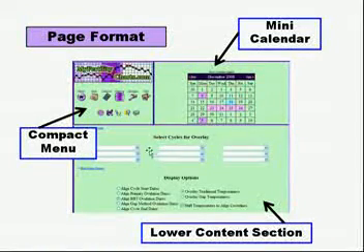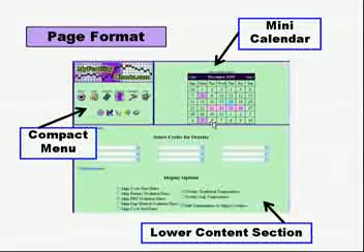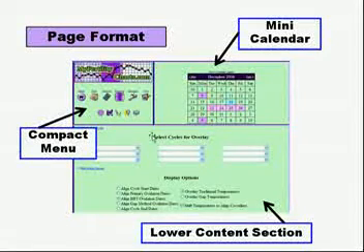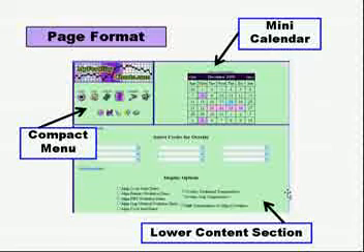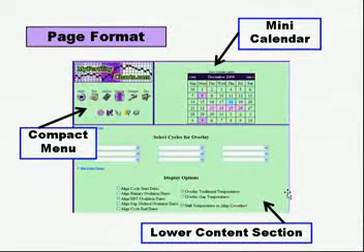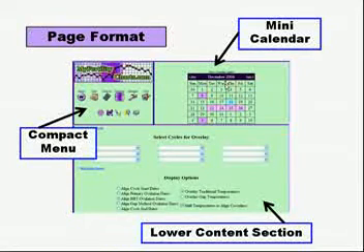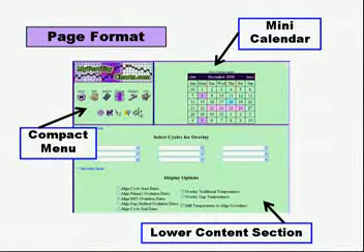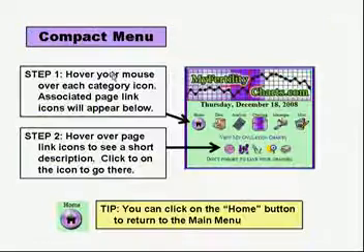The lower section is the portion that differs depending on the specific page which you're at. The lower content section will display information related to that specific page. What I'd like to do next is to discuss the upper section of the page and look at the compact menu, which is in the upper left section, and the mini calendar in the upper right in a little bit more detail. We'll begin with the compact menu.